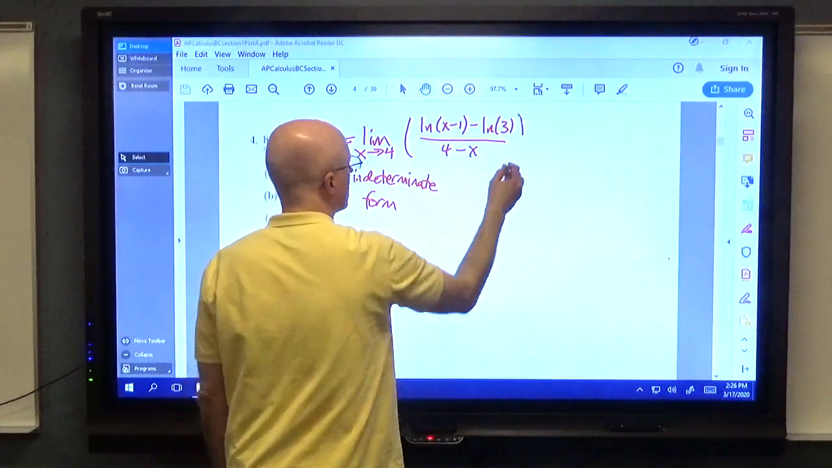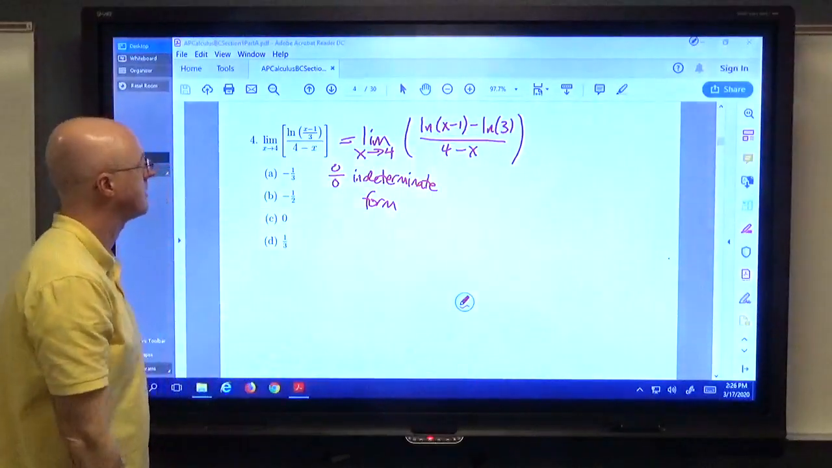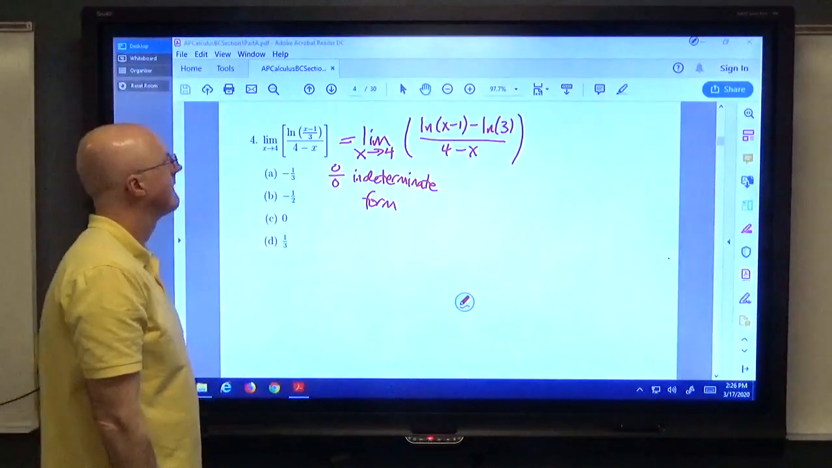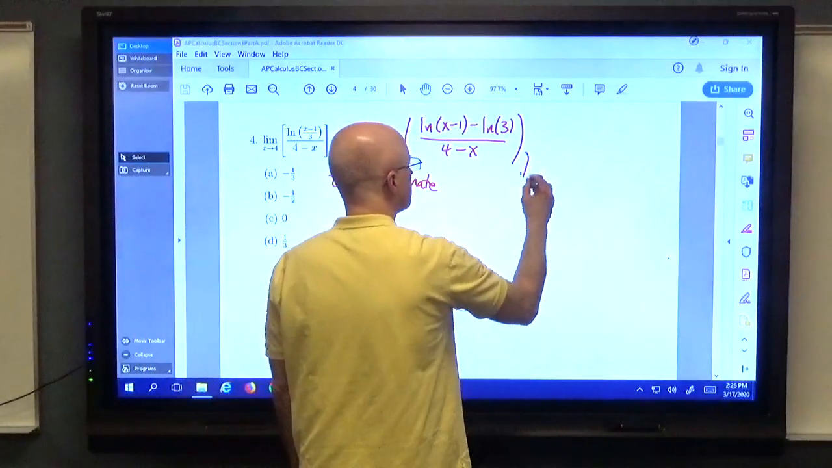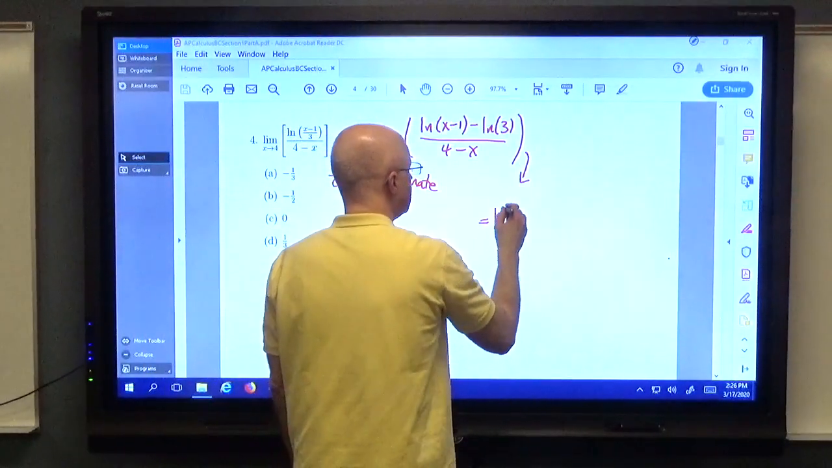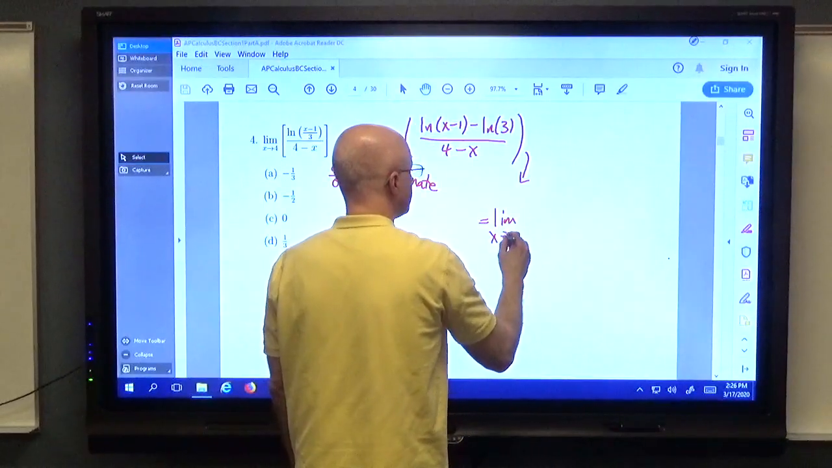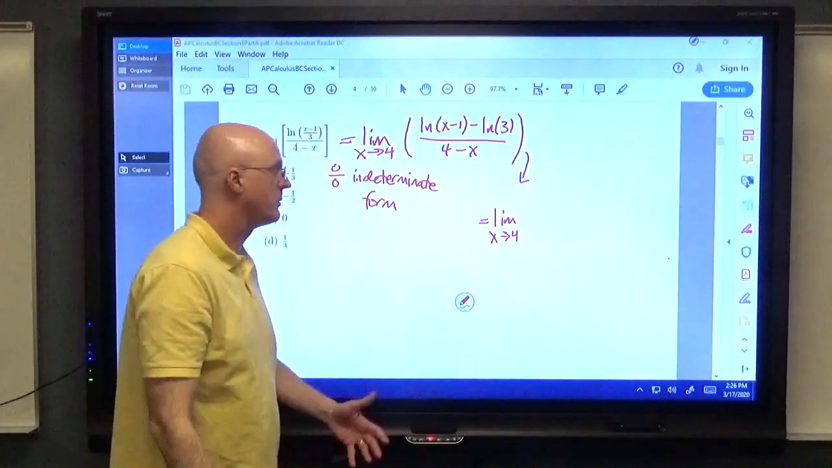That might also make it more clear that the top goes to 0 as x approaches 4. That makes differentiating the top a little easier. You'd be a little less prone to make a mistake. Now I'm going to apply L'Hopital's rule. And what does L'Hopital's rule say?